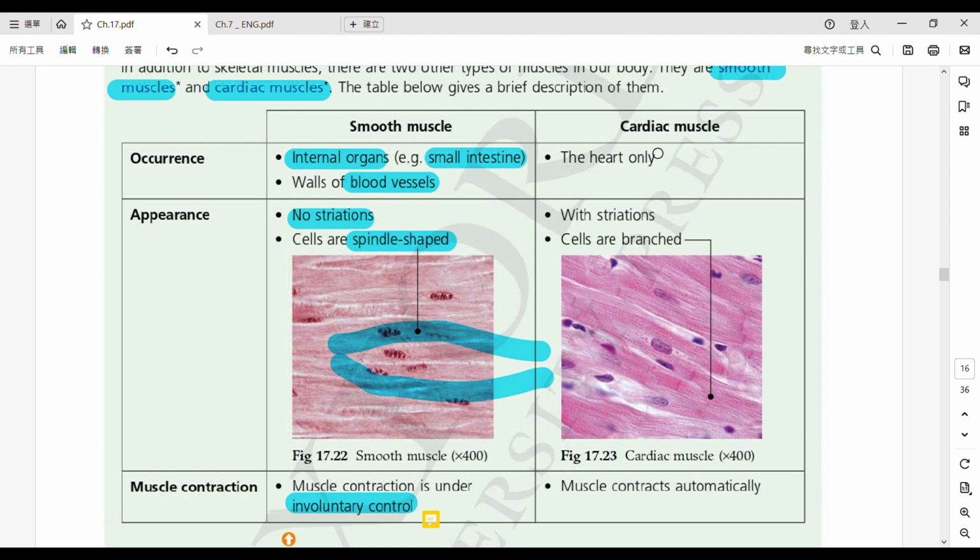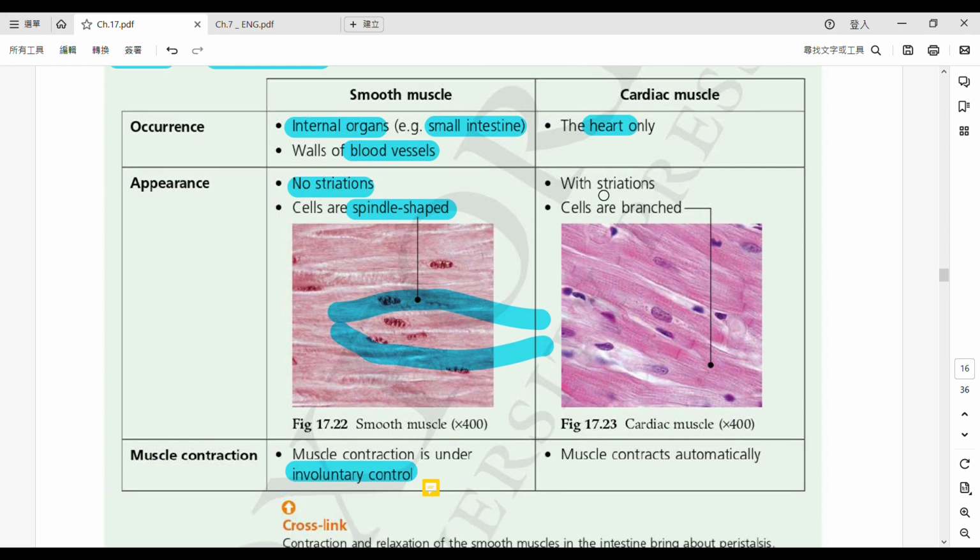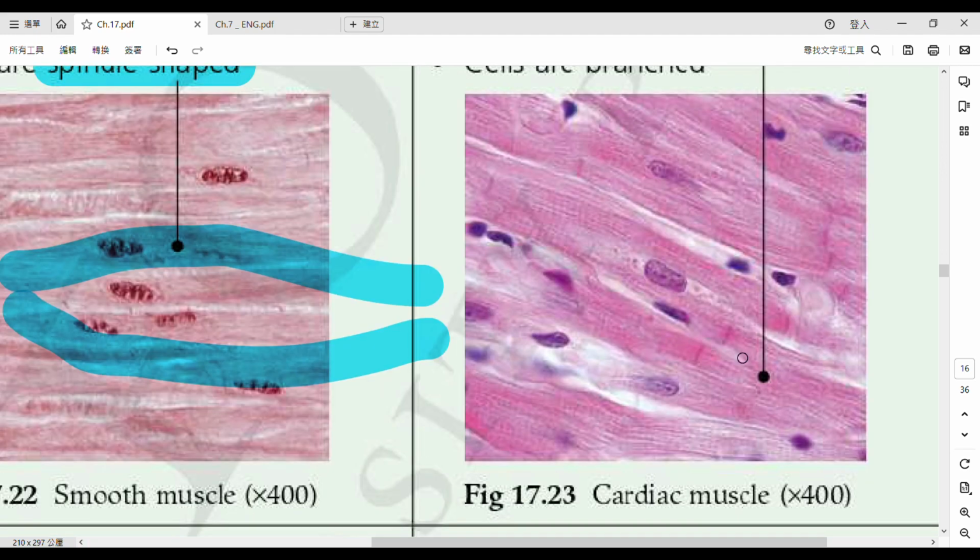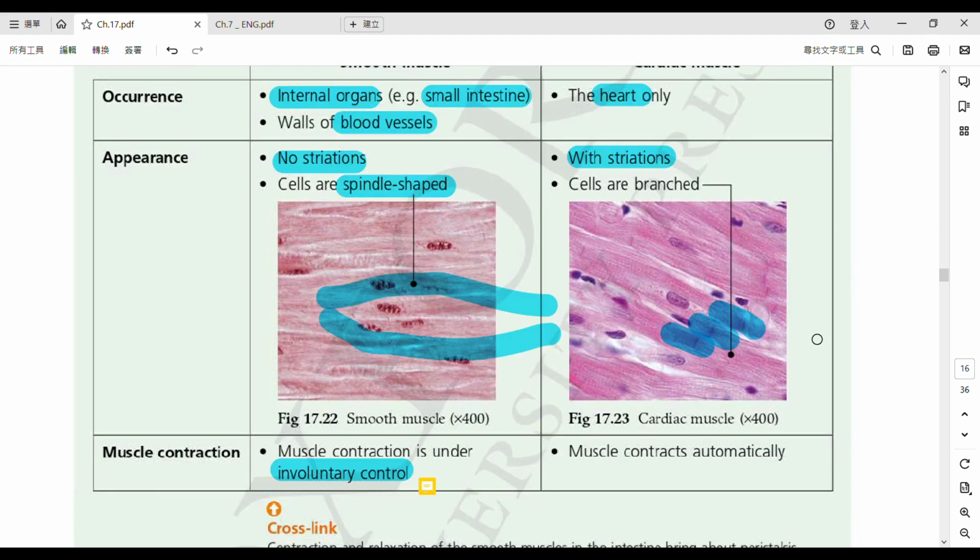And then the last one we're going to talk about is the cardiac muscle. Cardiac means it is related to our heart, and you can only find cardiac muscle in the heart only. 心肌當然啦，就只能夠喺心臟嗰度揾到嘅啫. As you can see, it's very much like the real muscles. You can find striations. However, when you look more carefully, you can see that it is branched. Here is one branch, second branch, and this one is the third branch.